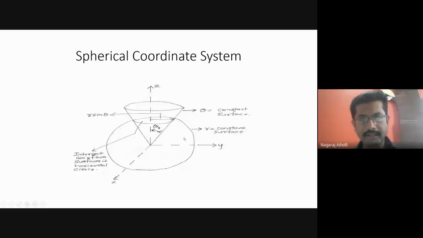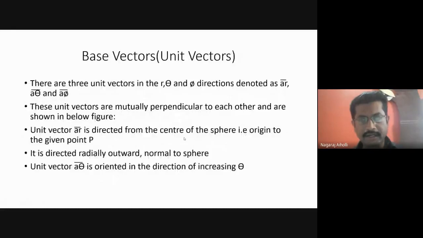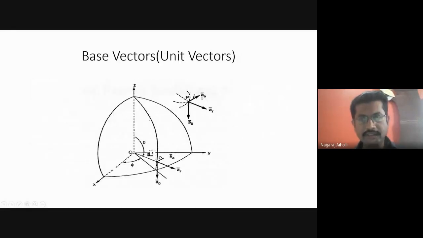That is our unit vector A theta bar, and A phi bar is tangent to the spherical surface, and it is also directed in the direction of increasing angle of phi. This is our phi here. These are the three unit vectors: AR bar, A theta bar, and A phi bar. And we know that the three unit vectors, whether in Cartesian, cylindrical or spherical system, are mutually perpendicular to each other. They are at right angles with respect to each other.